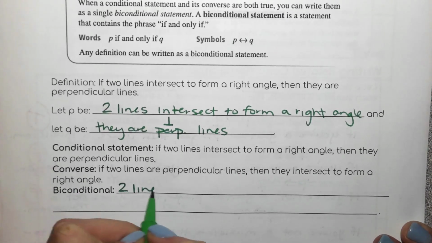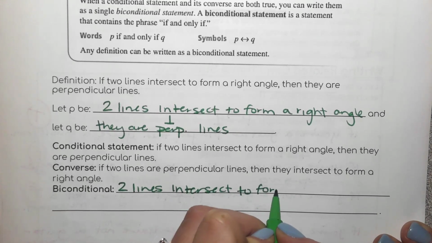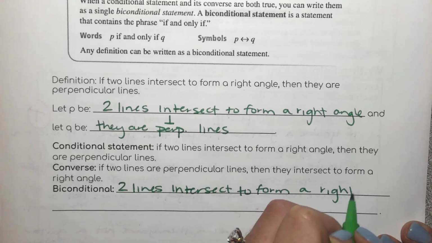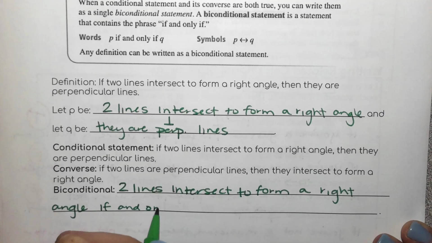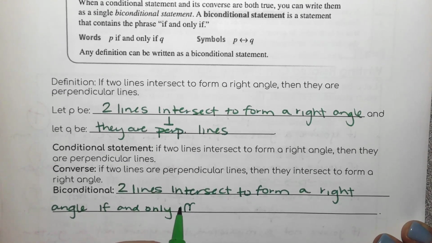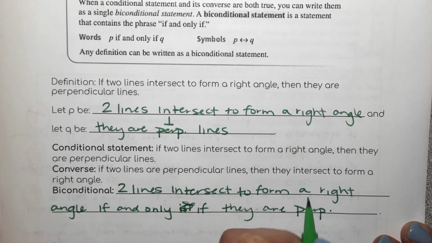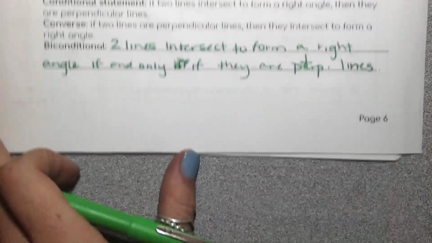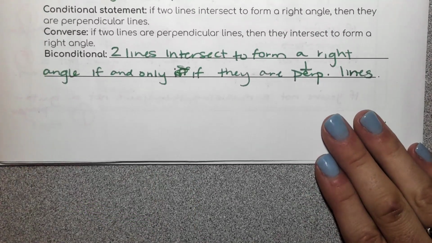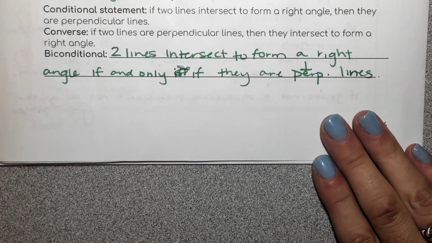All right, two lines intersect to form a right angle if and only if, oops, I got ahead of myself, they are perpendicular lines. Move it up so you can read it. Two lines intersect to form a right angle if and only if they are perpendicular lines.